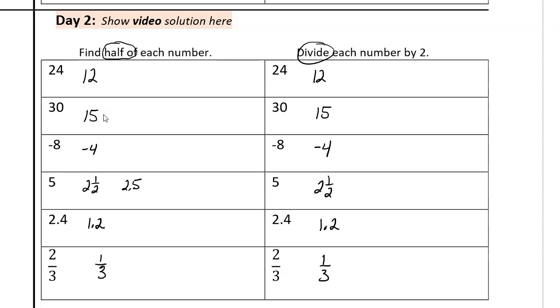The purpose of this bell work question was to reinforce the idea that finding half of a number is the same thing as dividing the number by 2. Finding 1/3 of a number is the same thing as dividing by 3. Finding 1/4 of a number is the same thing as dividing by 4.